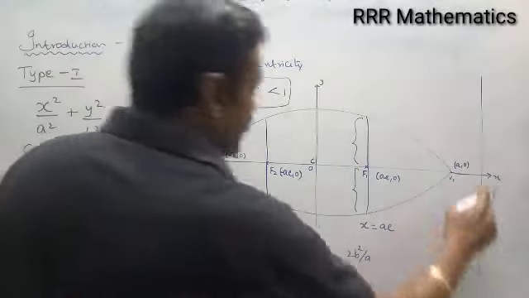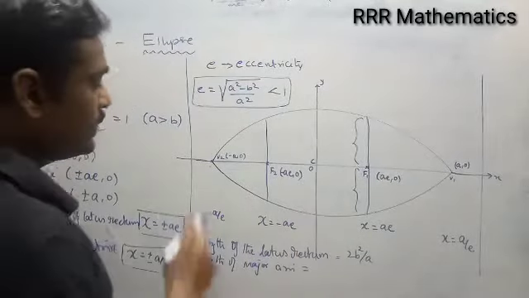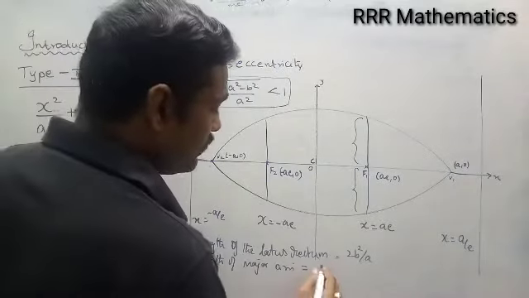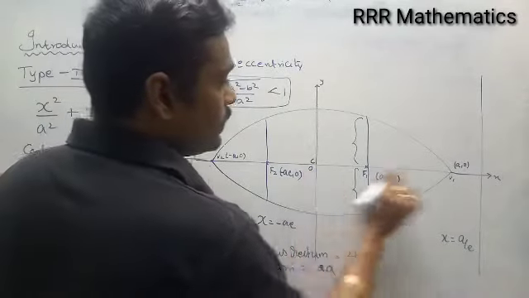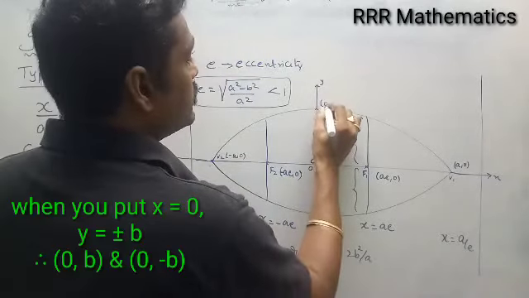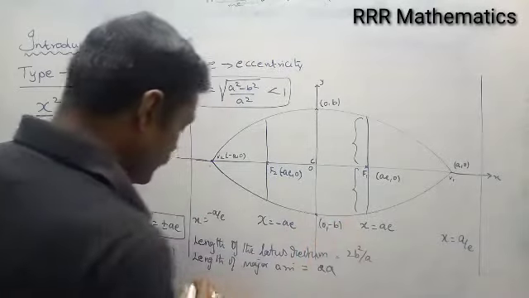Therefore the major axis is parallel to the x axis. Therefore the length will be, this is a and this is a. Length of major axis will be 2a. From here to here a, from here to here a. And this will be (0, b), and this will be (0, minus b).